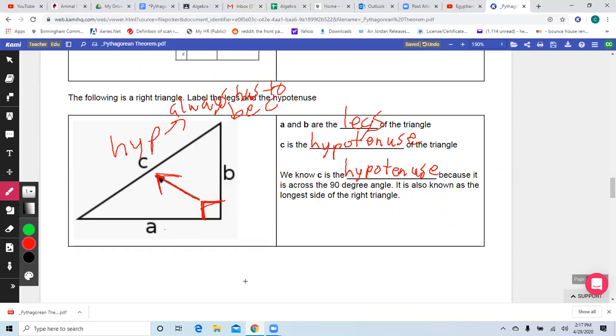And then A and B are going to be your legs. And now here's the question. Does it matter which leg is A and which leg is B? No, it doesn't matter. Okay? I can make this A and I can make this B. It doesn't really matter when you do Pythagorean theorem. The only thing that matters is C has to be the hypotenuse. If you do not make the hypotenuse C, then you are getting these questions wrong.